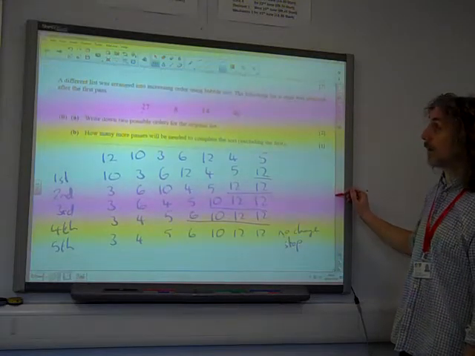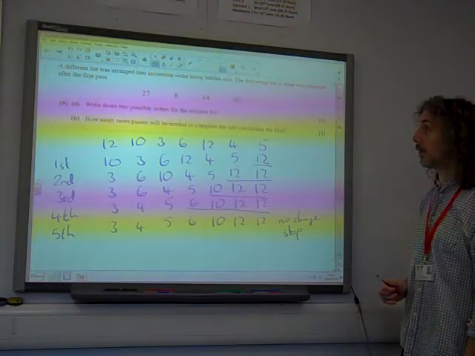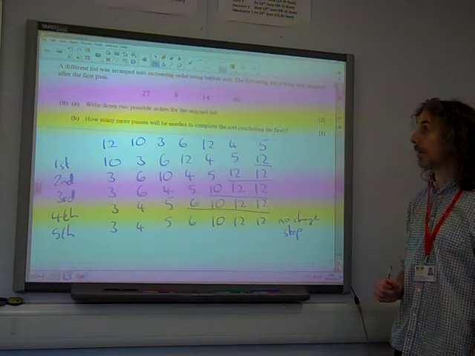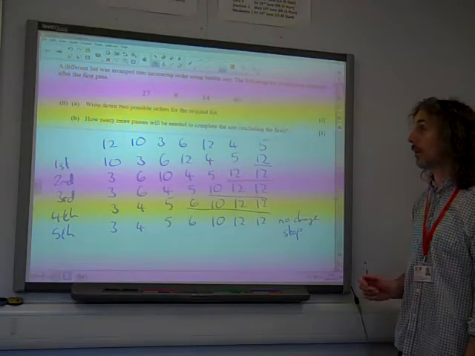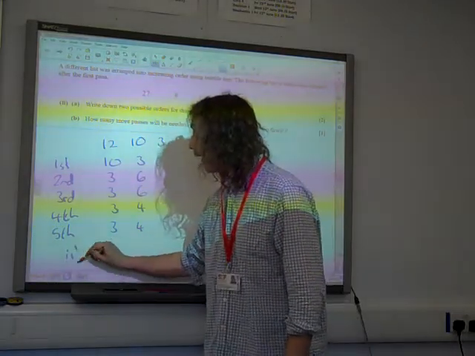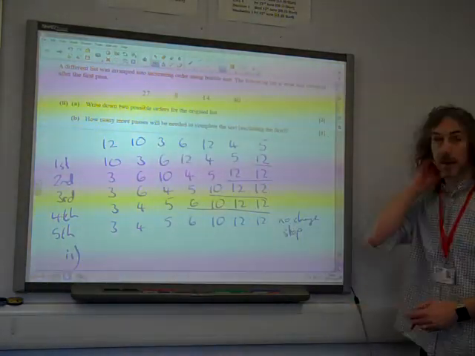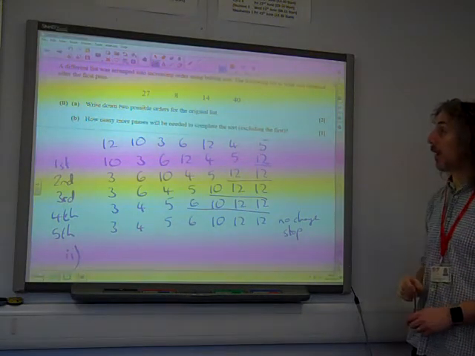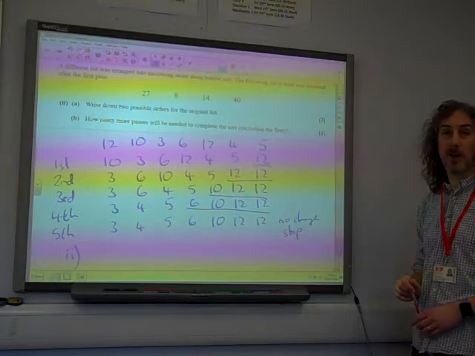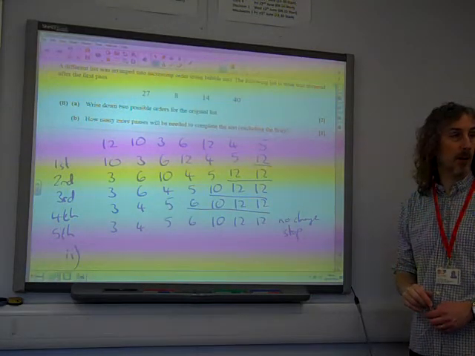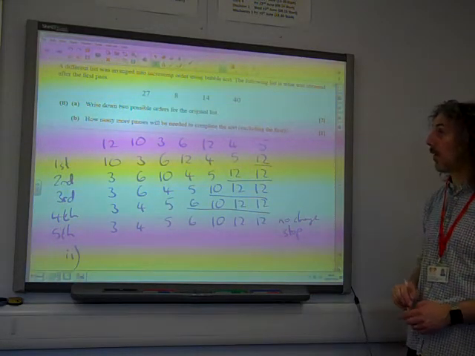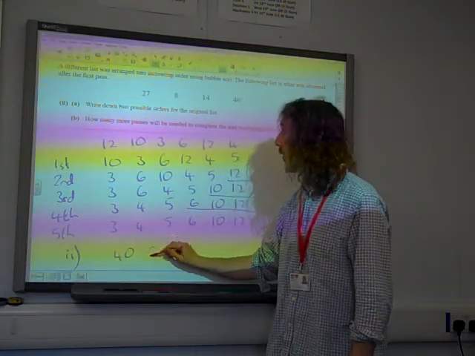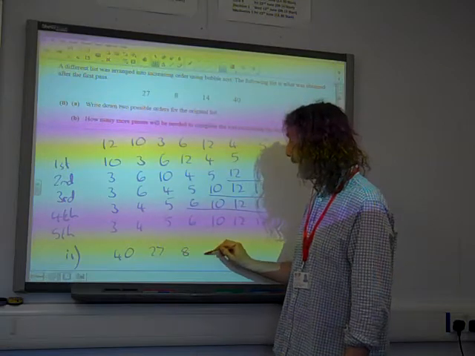Okay. A different list was arranged into increasing order using bubble sort. The following list is what was obtained after the first pass. Write down 2 possible orders of the original list. So if that's what it was like after the first pass, we're going to think, what could it have been like? Well, that number 40 has ended up at the end of the list. So if it had been 40 and then 27 and then 8 and 14, that would work, wouldn't it?